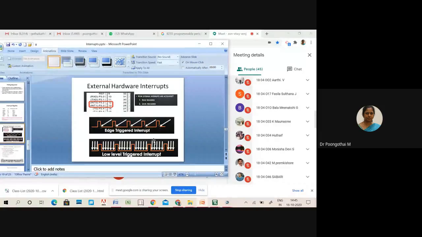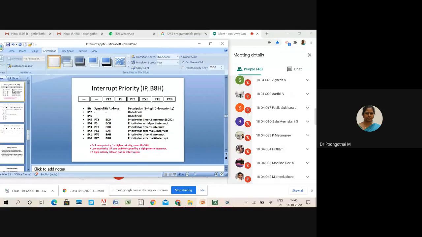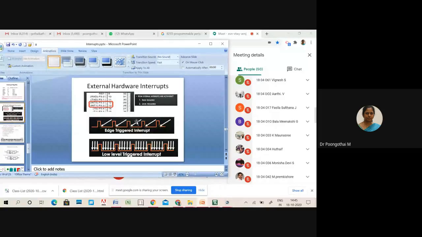So last class we have seen about the interrupt special function registers, that is the interrupt enable register and interrupt priority register. Also we have discussed external hardware interrupts, and hardware interrupt activation can be done by edge triggered interrupt and low level triggered interrupt. Okay.